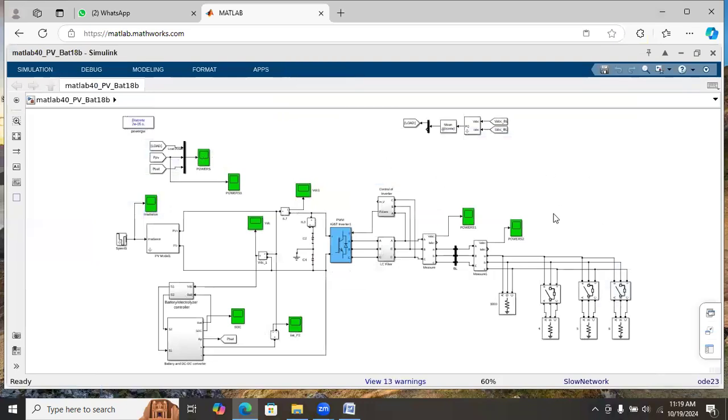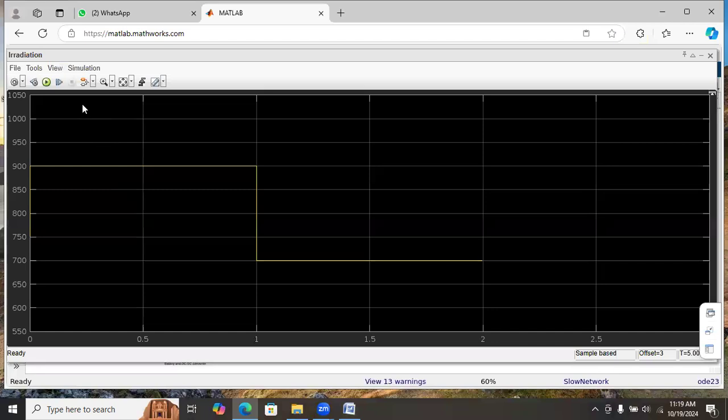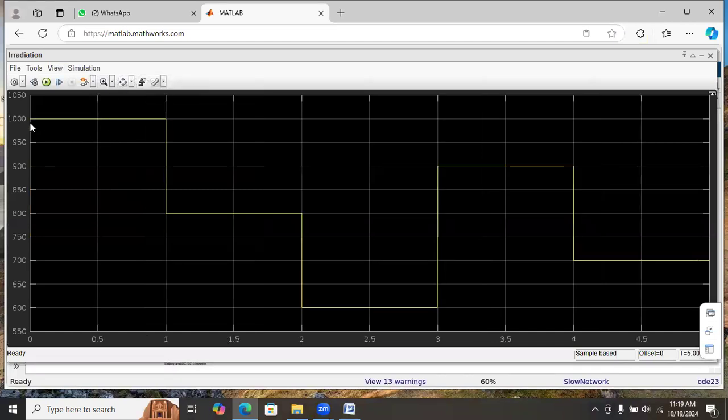Here, this is the simulation circuit and this is the PV panel setup. And here we are providing the irradiation. Irradiation is initially 1000 watt per meter square until 1 second. After that, it is reduced to 800 watt per meter square. Then after 2 seconds, it is further reduced to 600 watt per meter square. After 3 seconds, it is again increased to 900 watt per meter square. Then it is reduced to 700 watt per meter square. So the power generation will also vary depending upon irradiation.